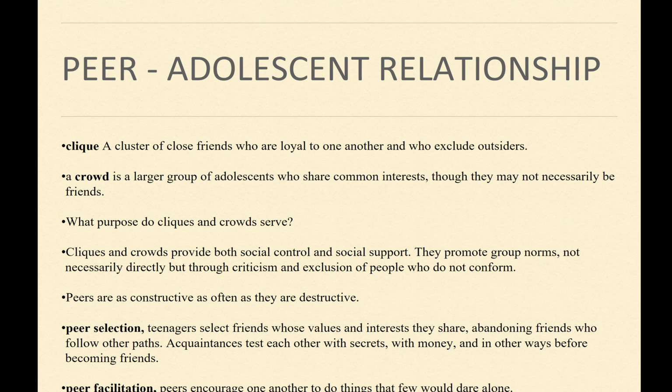All right. Peer relationships are very important in adolescence as well. Okay, some vocabulary: cliques and crowds. A clique is a very small, tight group of people that the adolescent hangs out with. A crowd is the larger group, and typically adolescents have both. They have the crowds, and they tend to have the cliques as well. So, what purposes do cliques and crowds serve? In essence, they serve a protective purpose, okay, more than anything else.